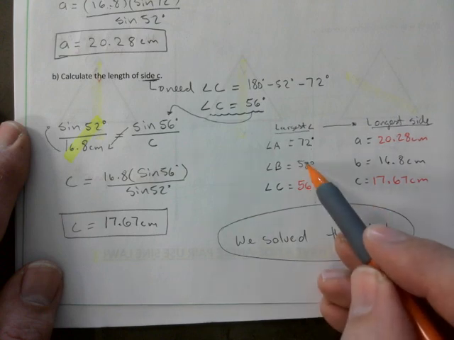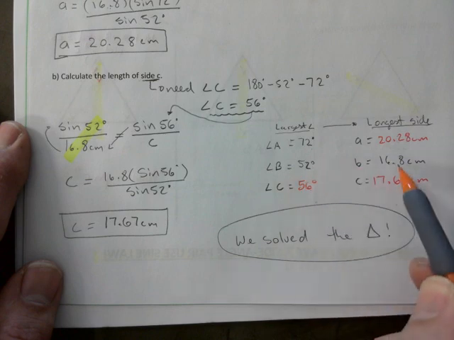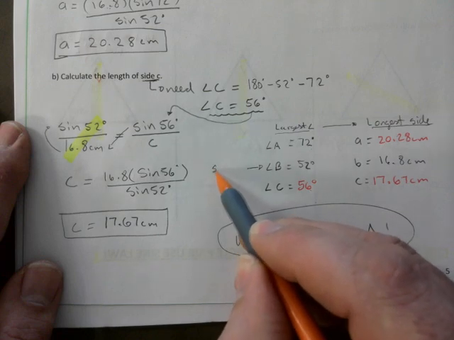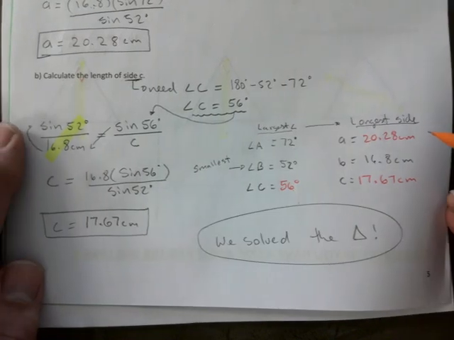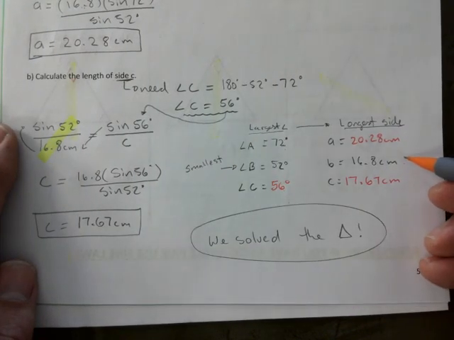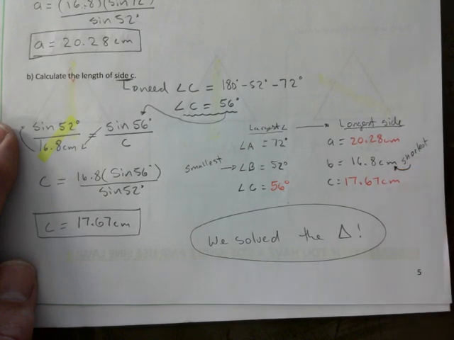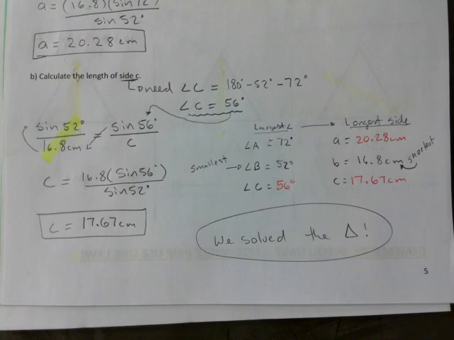What about the smallest angle? Smallest angle here is across the shortest side. I don't know how to do that one, so I'm just going to go smallest, right? And on this side, I'm just going to insert shortest. That's how you kind of check. You don't have to do this at the end. I just want to emphasize that that's what you're doing. Okay, this is how you calculate a missing side length.